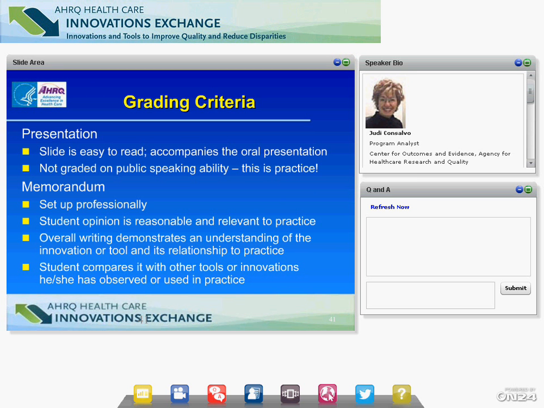The memo, they have to express an opinion, and they have to have an understanding and compare it, do some comparative writing. So that's it on the assignment. As I mentioned, at the end of this, you will see a link to the assignment, and I hope you enjoy it.